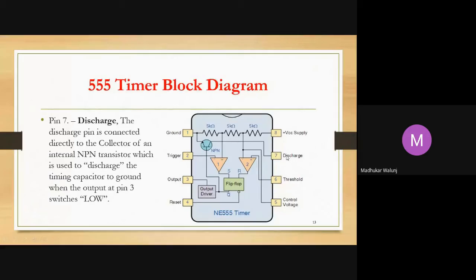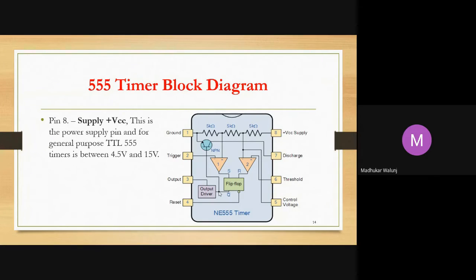Pin number 7 is the discharge pin, where the capacitor is going to get discharged. It is connected directly to the collector of the NPN transistor, which is used to discharge the timing capacitor to ground. So the capacitor is going to get discharged through the collector to the emitter and finally to the ground. This will be done when the output at pin number 3 switches to low.